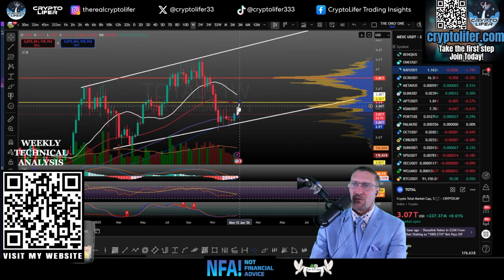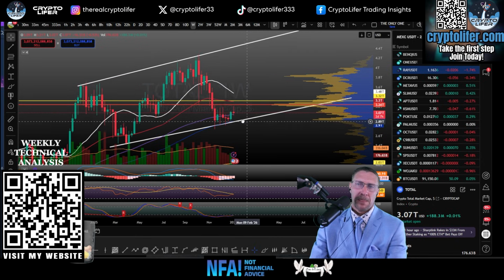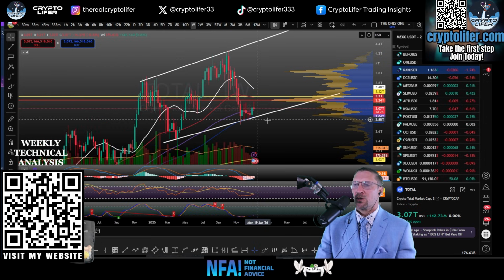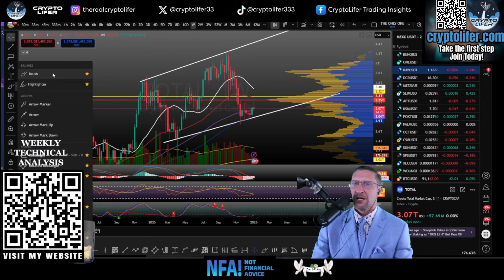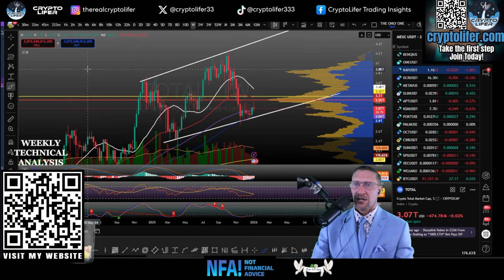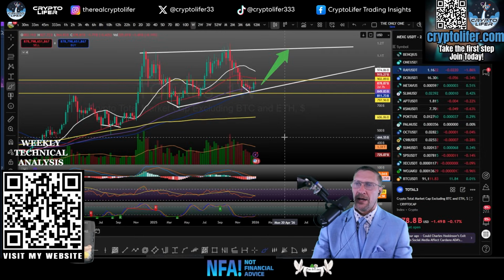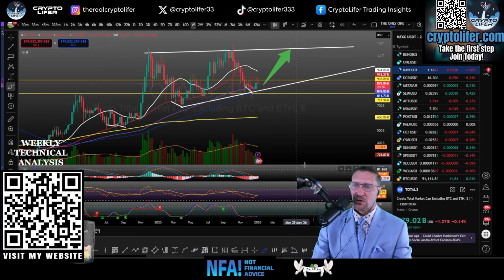So I'm leaning for a pump here too on the macro for the total market cap. It just looks good. I want to see a more bullish close Sunday night, though. Nice green candle to basically add to this one. And then we've got to move back to the upside here out of this V-shaped recovery. It looks good. Let's take a look at total 3, the entire market cap of all the altcoins. And I got the green arrow, the curve stochastics.